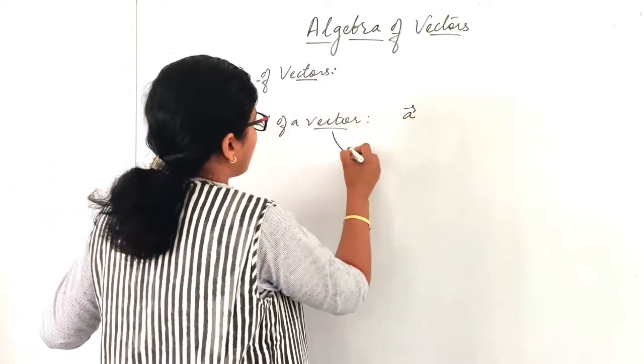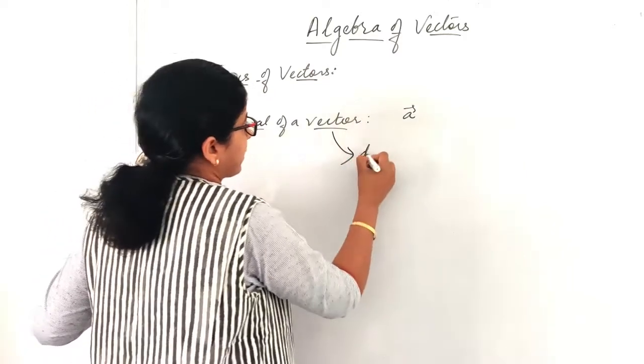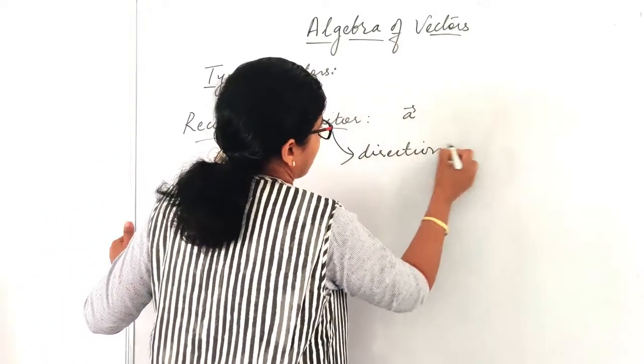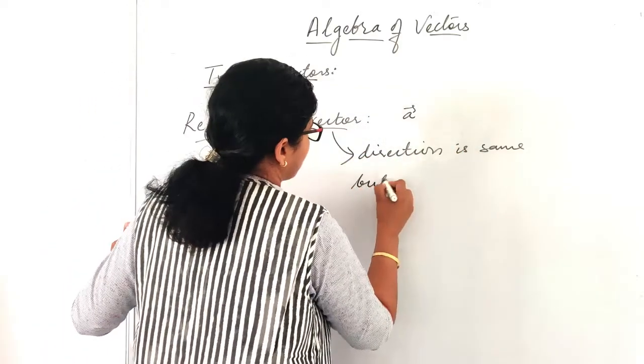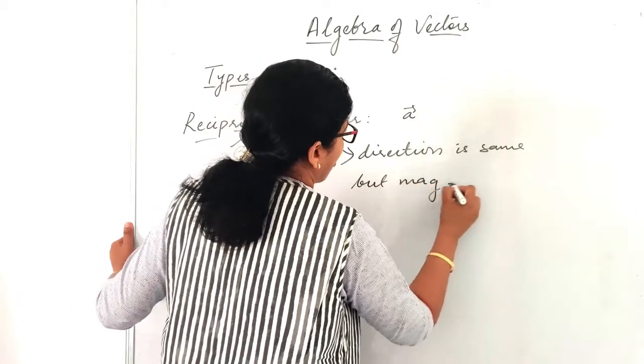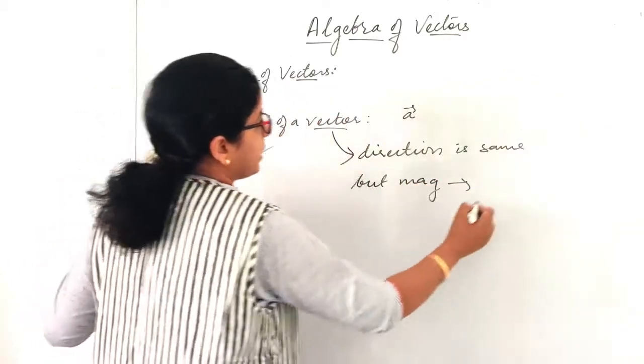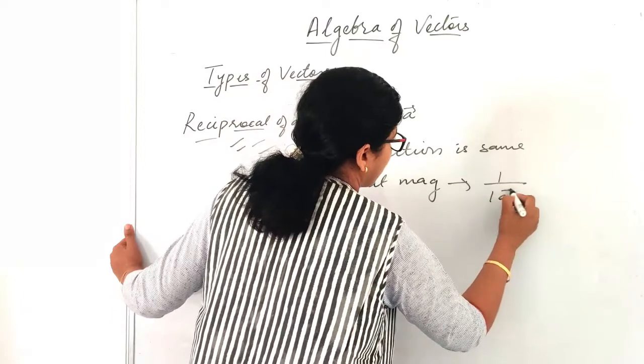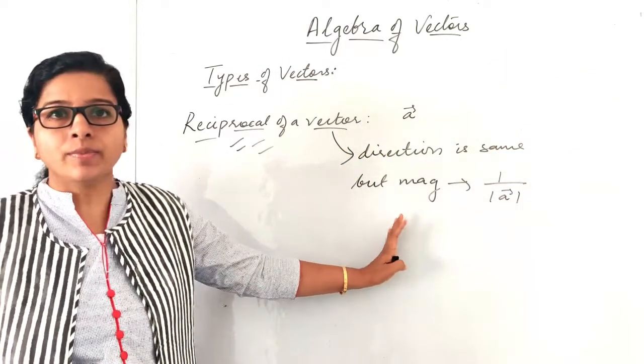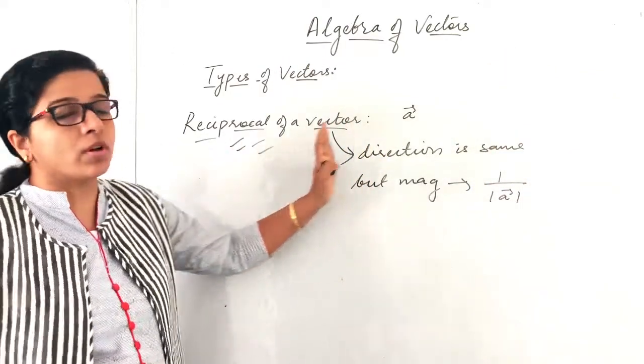So for the reciprocal of a vector, direction will be the same, but the magnitude of this reciprocal vector will be 1 upon magnitude of a. Is it clear? So that is nothing but the reciprocal of a vector.